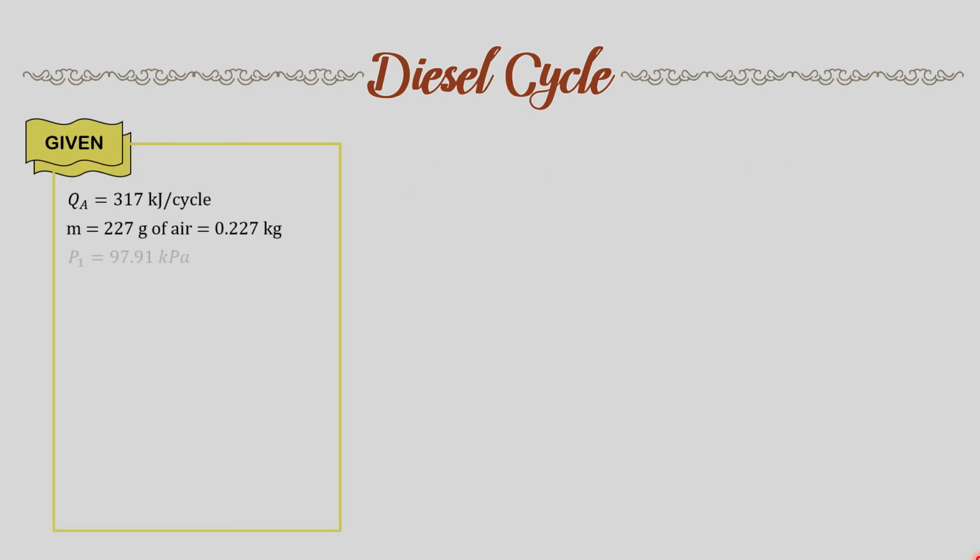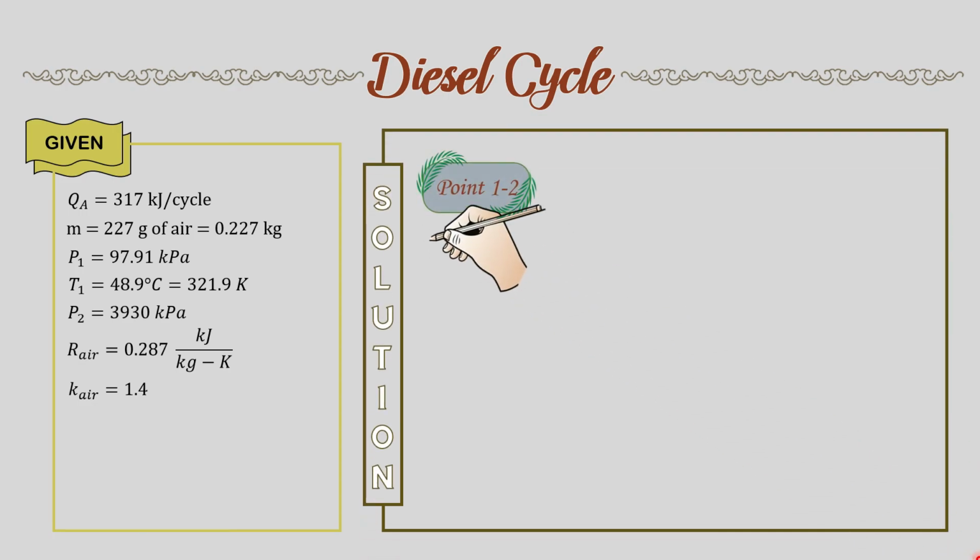Once again, the given are: heat added is equals to 317 kJ per cycle, mass of air is equals to 227 grams, and converting it into kilogram would give us 0.227 kilogram, pressure 1 at 97.91 kilopascal, temperature 1 at 48.9 degrees Celsius, and converting it into Kelvin would give us 321.9 Kelvin. At pressure 2 is equals to 3,930 kilopascal, the gas constant of air is equals to 0.287 kJ per kilogram Kelvin, and the K of air is 1.4. Now, let's try to solve the example problem starting at point 1 to 2.